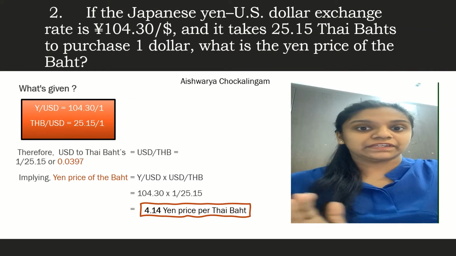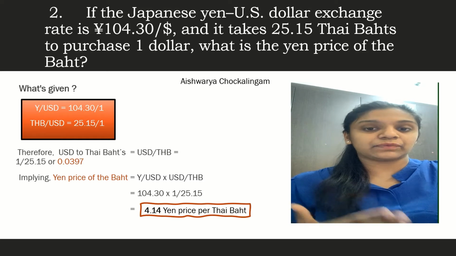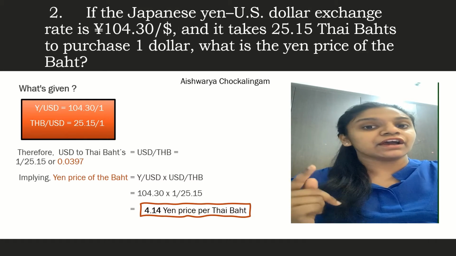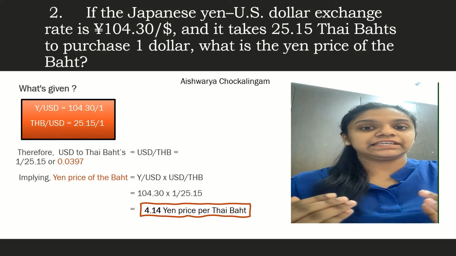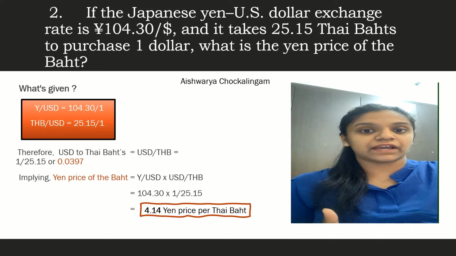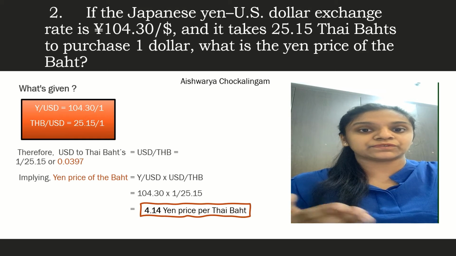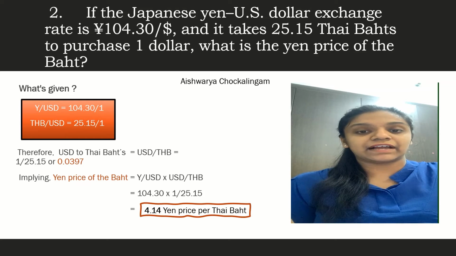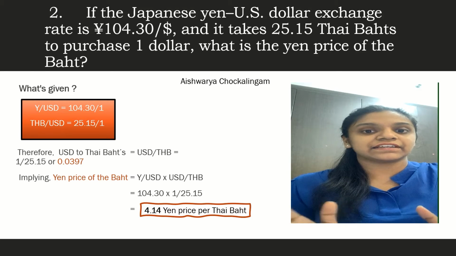According to the question given below, we have two exchange rates. One is the amount of Japanese yen that we have to pay to purchase $1, and the other is the amount of Thai baht that we have to pay to purchase $1. First, we convert to find out how many dollars we need to purchase one Thai baht. This will be dollars divided by Thai baht, which is 1 divided by 25.15, or in decimal value 0.0397. For easy calculation, we leave it as a fraction.